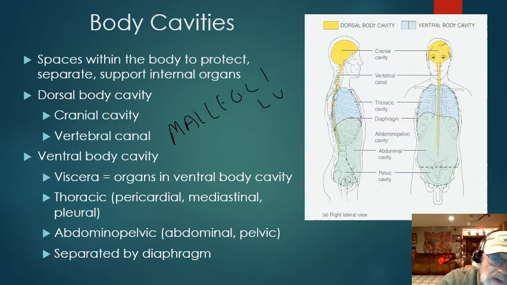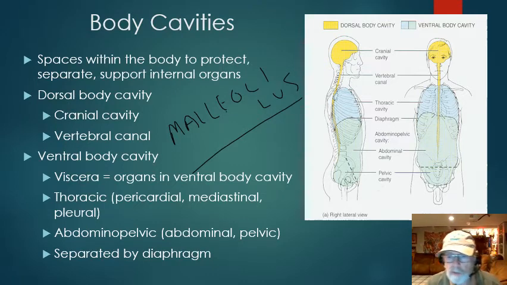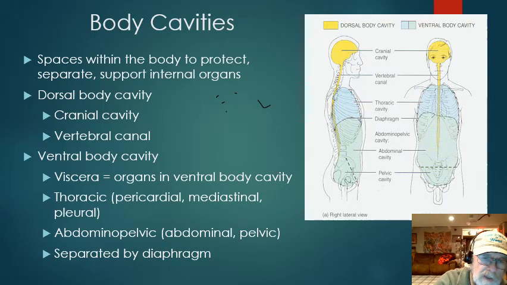Malleoli or LUS, whichever one. Okay, and those are the bumps on the inside and the outside of the ankle, and they're basically the ends of the long lower leg bones. So basically that's what the malleoli are. I think that pretty much covers everything that was on that previous slide.